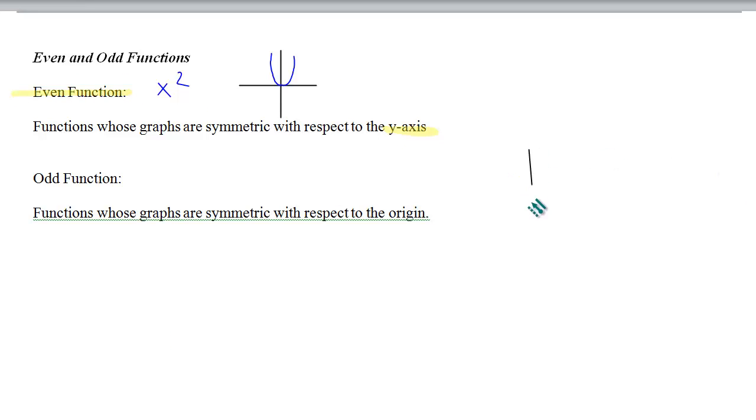Conversely, when we have an odd function, the most basic here would just be your parent linear function, or certainly your cubic function.